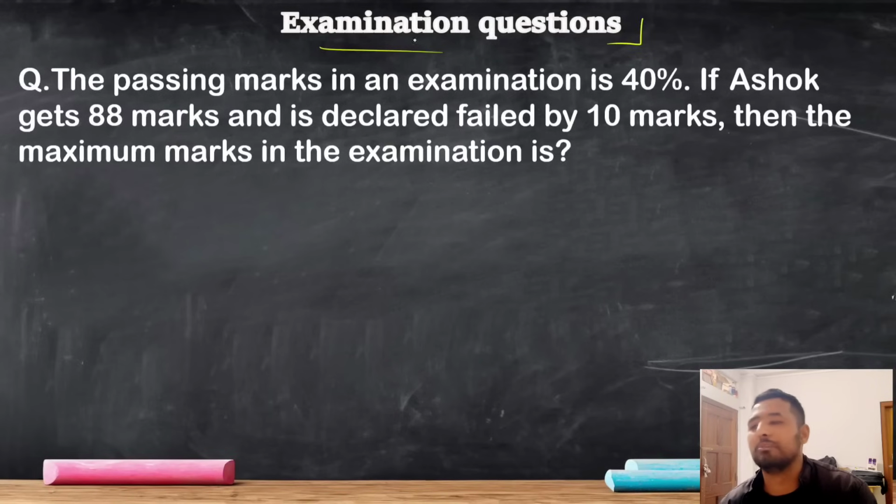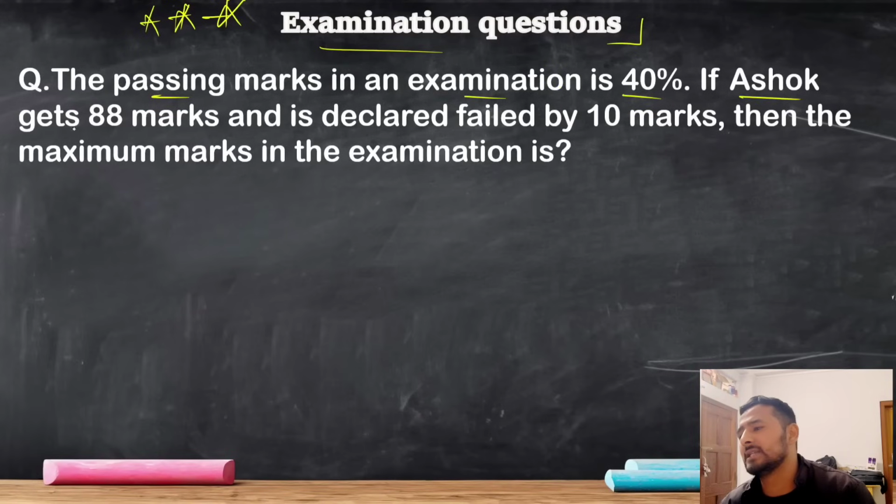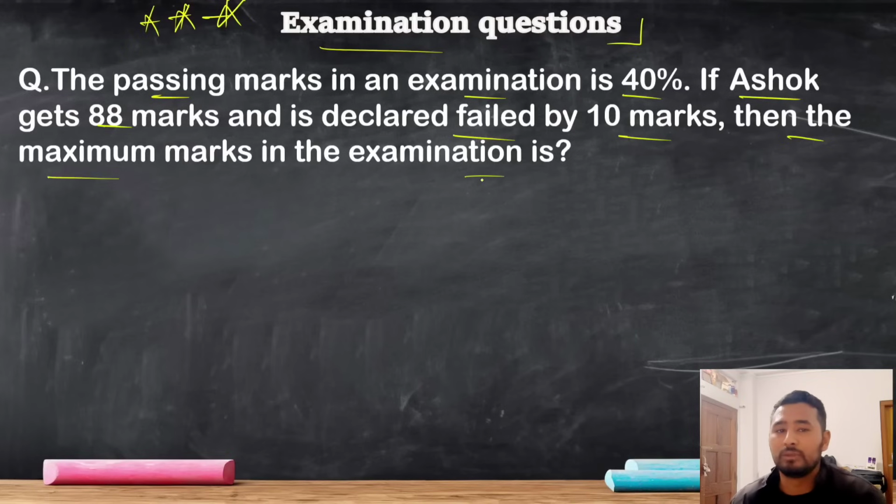Examination question. Very important. Again, very important. You might expect this type of question. So let us see how we'll solve this type of question. The passing marks in an examination is 40%. If Ashok gets 88 marks and is declared failed by 10 marks, very important, okay, then the maximum marks in the examination is. You should remember by how much marks, how much percentage he has failed, and how much percentage in the examination he should get to pass, and also how much total number he should get to pass the exam. So let us see here.